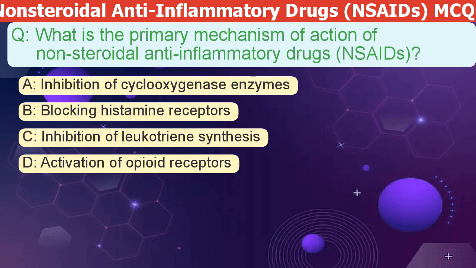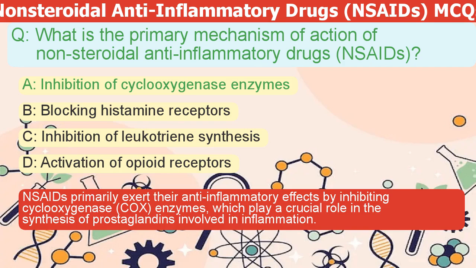What is the primary mechanism of action of non-steroidal anti-inflammatory drugs, NSAIDs? A. Inhibition of cyclooxygenase enzymes. B. Blocking histamine receptors. C. Inhibition of leukotriene synthesis. D. Activation of opioid receptors. The correct answer is A. NSAIDs primarily exert their anti-inflammatory effects by inhibiting cyclooxygenase (COX) enzymes, which play a crucial role in the synthesis of prostaglandins involved in inflammation.